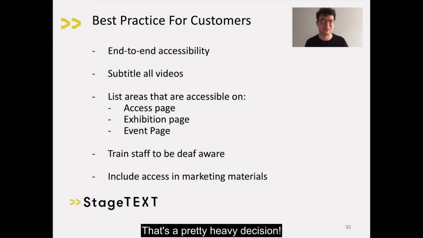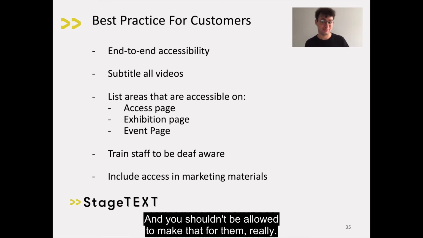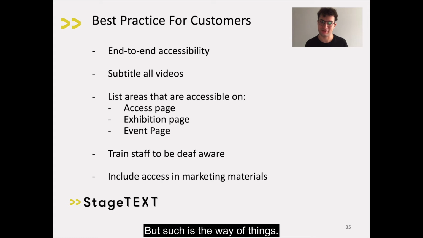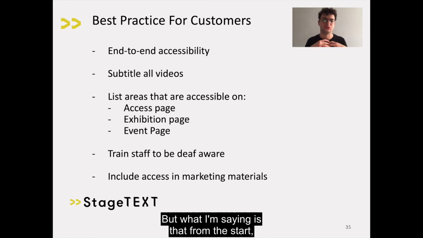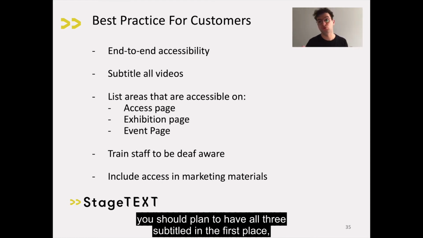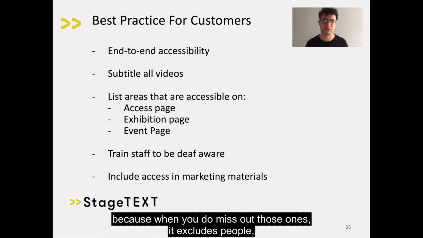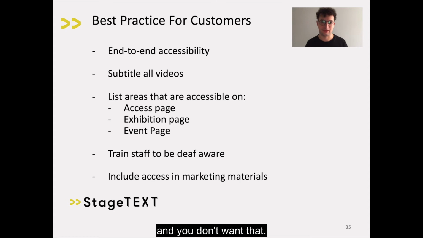I mean, that's a pretty heavy decision and you shouldn't be allowed to make that for them really, but such is the way of things. But what I'm saying is that from the start you should plan to have all 3 subtitled in the first place, because when you do miss out those ones, it excludes people and you don't want that.